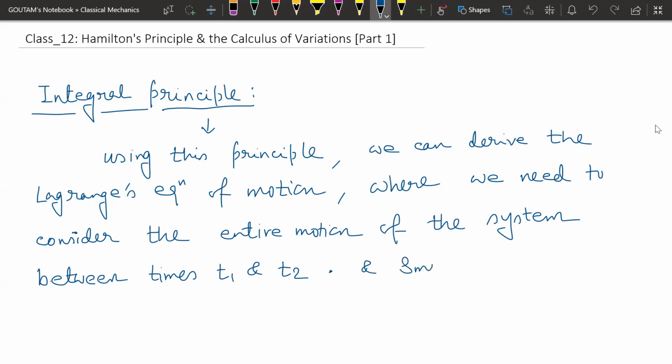And small variations of this motion from the actual one.